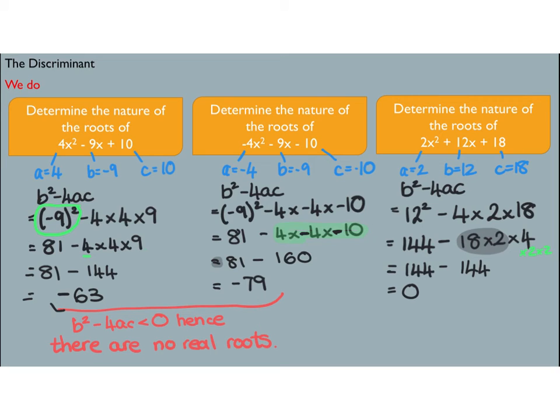Now the last one here, this one, we've got b squared minus 4ac is equal to 0. So there are real and equal roots. Okay, so the bit that I wrote in red, no real roots because it's less than 0. When it's equal to 0, we know there's one root, but the proper phrase for that is to say that there are real and equal roots. Okay, make sure you're using the proper phrases.